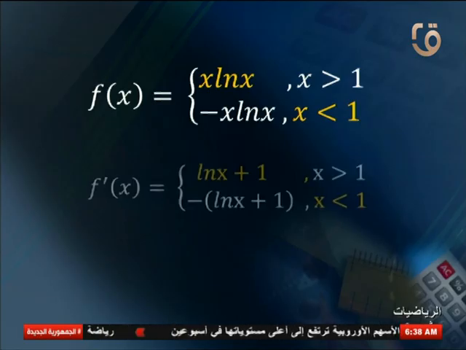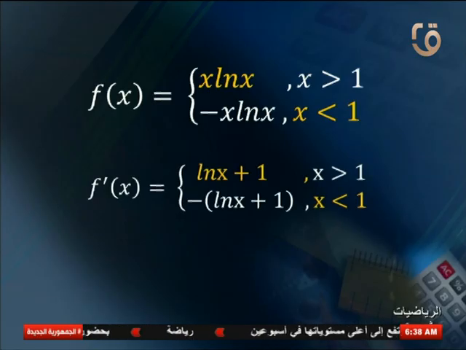What is the f dash? Good. F dash, the first represent product of two functions, x ln x. First derivative second plus second derivative first. What is the derivative of x? 1 times ln x plus. What is the derivative of ln x? 1 over x. Multiply x is 1. The first derivative, ln x plus 1, when x more than 1.